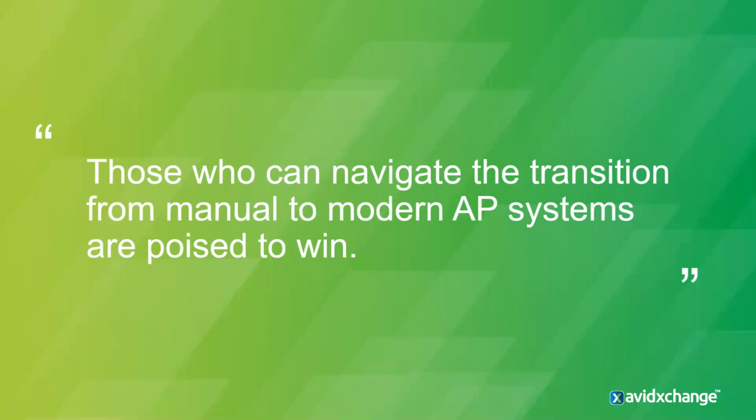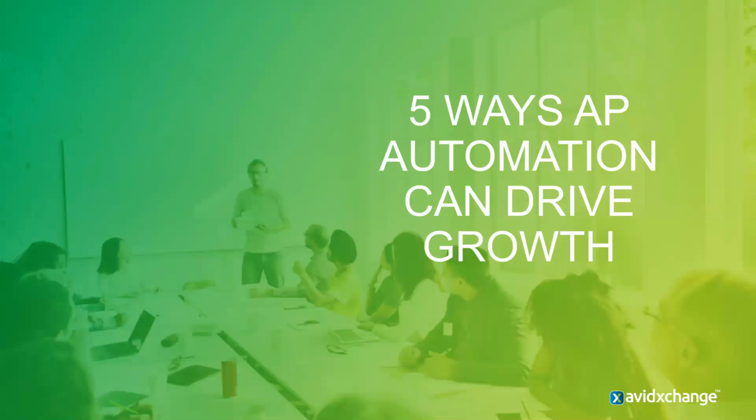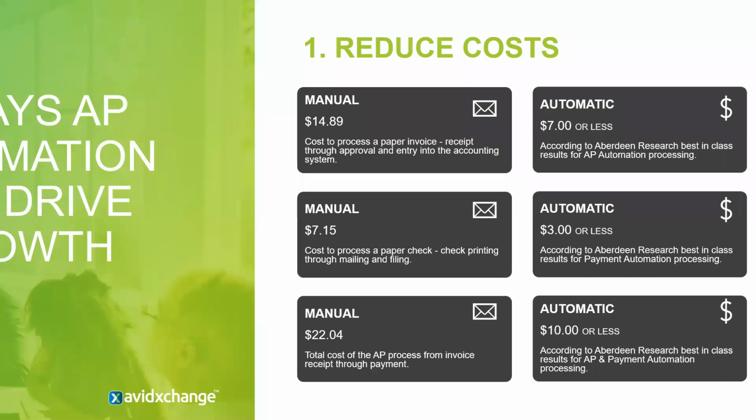Here's another nice thing. Those who can navigate the transition from manual to modern AP systems are poised to win. The reason why they're poised to win is what we'll show you here. We're going to walk through the 5 ways automation can drive growth, whether that's with us or with any other system. And the first one is to reduce costs.